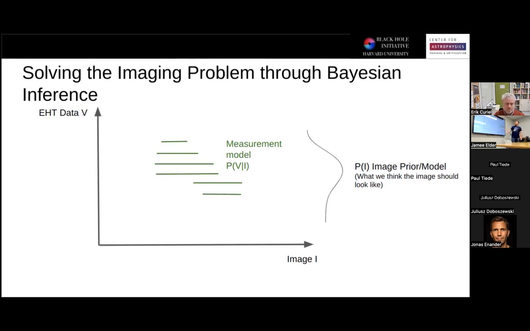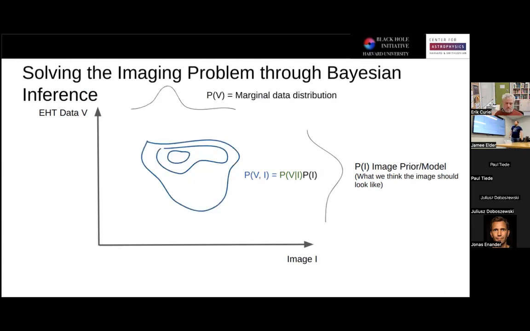Once you have that, the telescope kicks in and you have what you call your measurement model. This measurement model gives you what the data probability distribution looks like. For a given image I, there will be some distribution of data here, some distribution here and here and here. Then you multiply these two probability distributions together and you get your joint probability distribution.